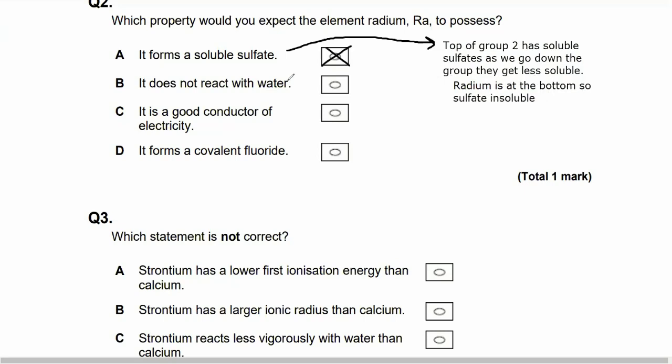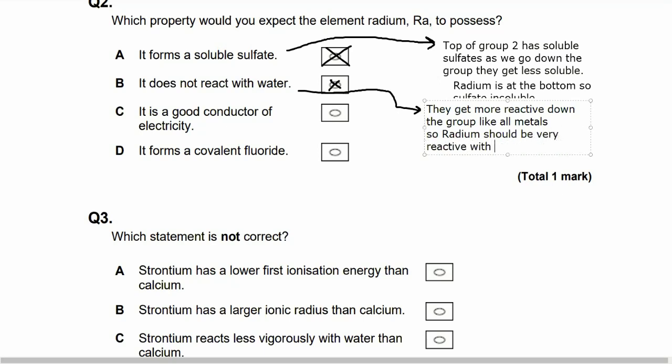Now, does it react with water? It says here it does not react with water. What do we know about the reactivity of metals, whether you're group 1, group 2, or group 3, as you go down the group? What happens to the atomic radii? What happens to the distance of the electrons from the nucleus? What we'll learn is that they get more reactive down the group. The electrons are further from the nucleus, there's more shielding, there's less attraction to the nucleus. So it's actually easy for them to react with water as we go down the group. They get more reactive. Radium's right at the bottom, so again, we would expect it to be one of the most reactive of the group 2 metals with water.